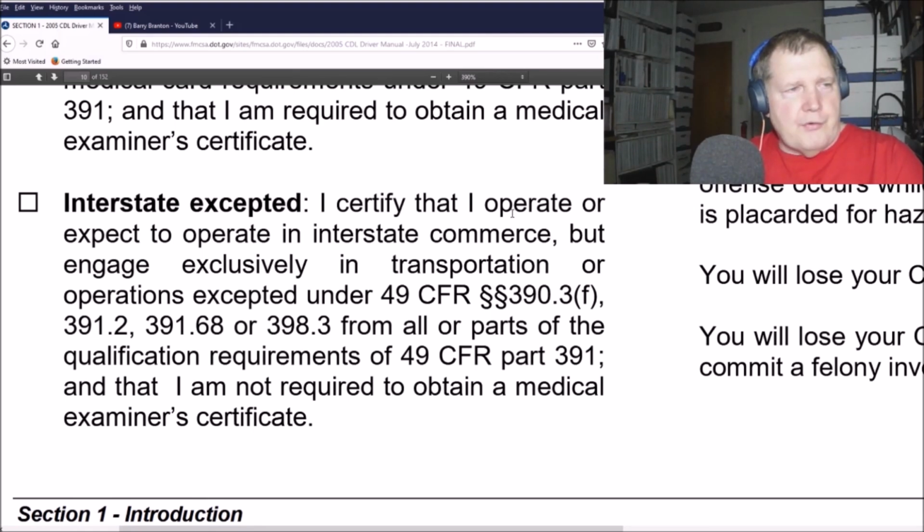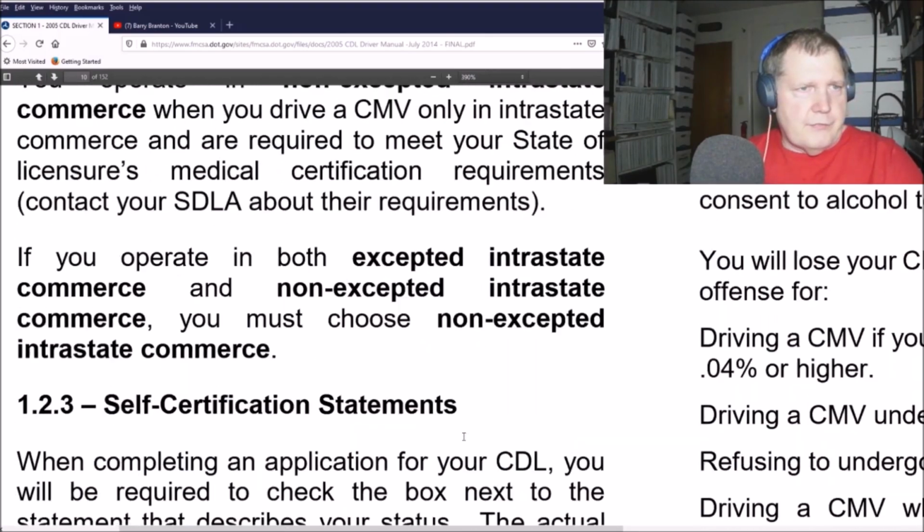Now we have Interstate Accepted. I certify that I operate or expect to operate in interstate commerce, but engage exclusively in transportation or operations accepted under 49 CFR sections 390.3F, so forth and so on, from all or parts of the qualification requirements of 49 CFR Part 391, and that I am not required to obtain a medical examiner certificate. Okay, and then there should be another one.